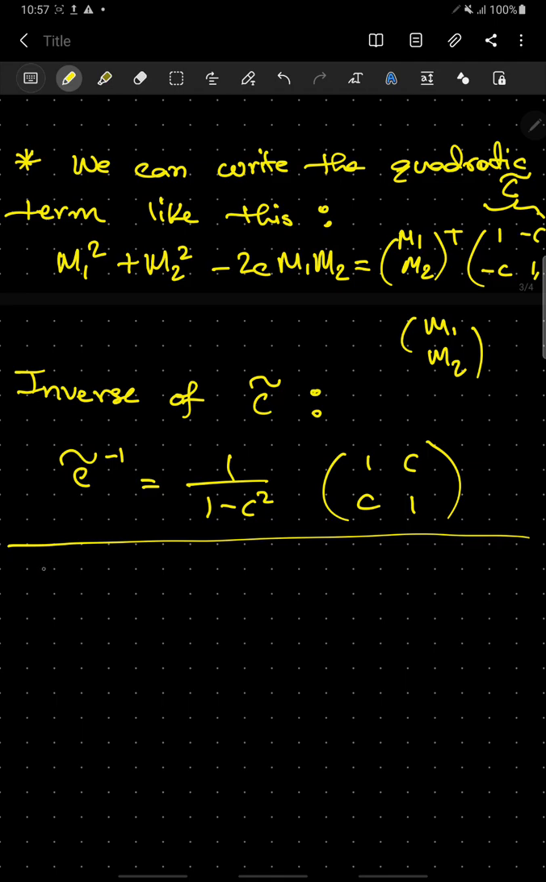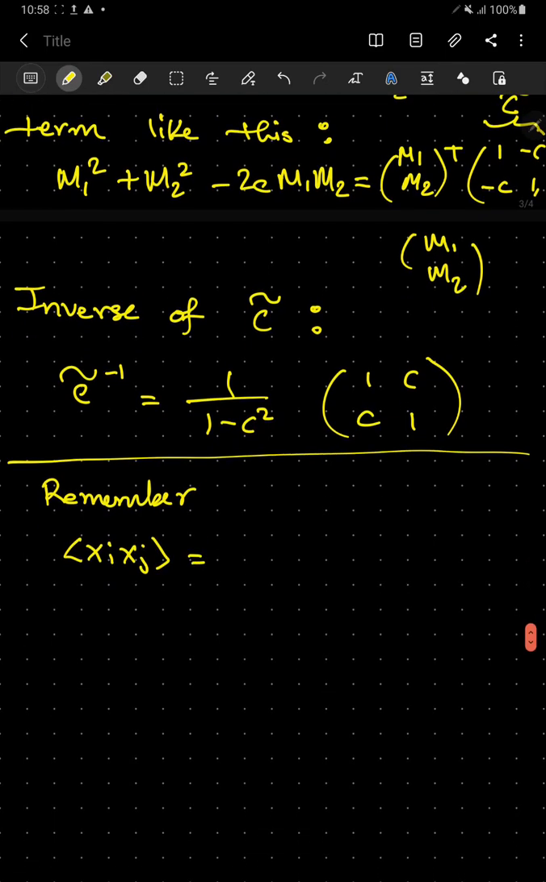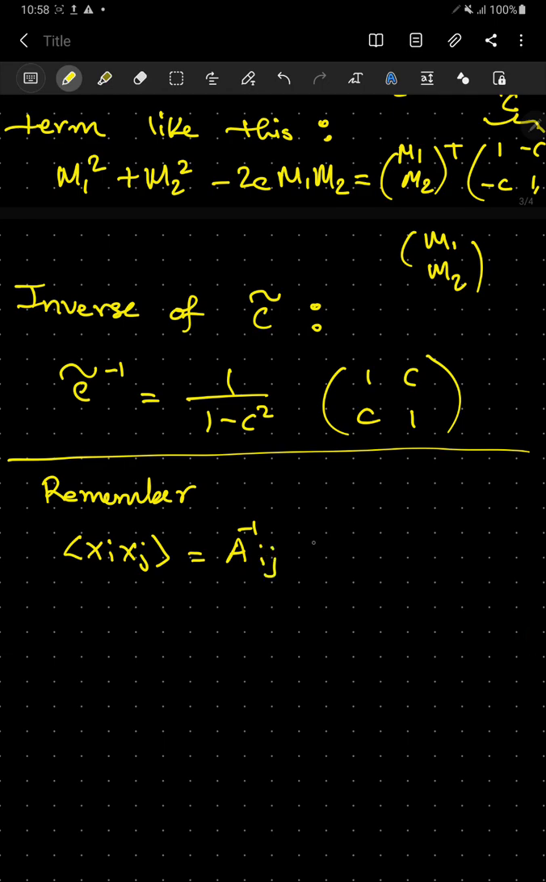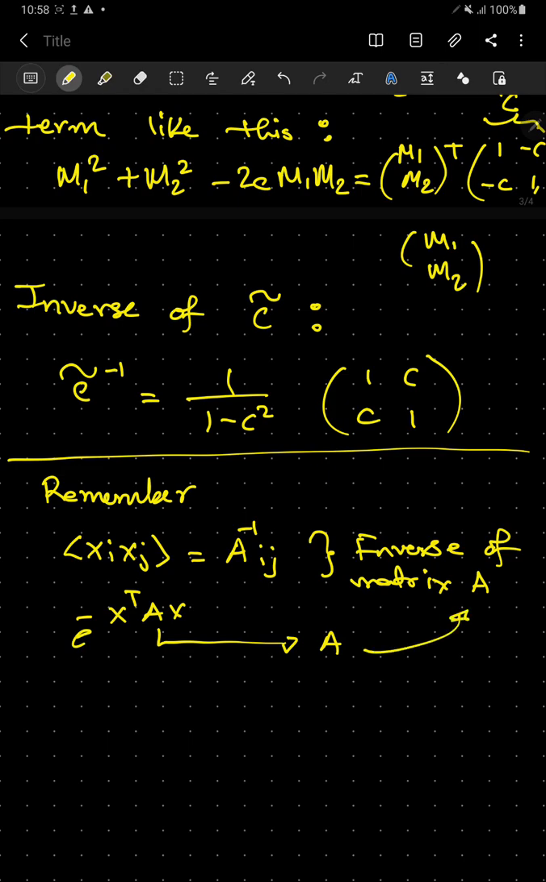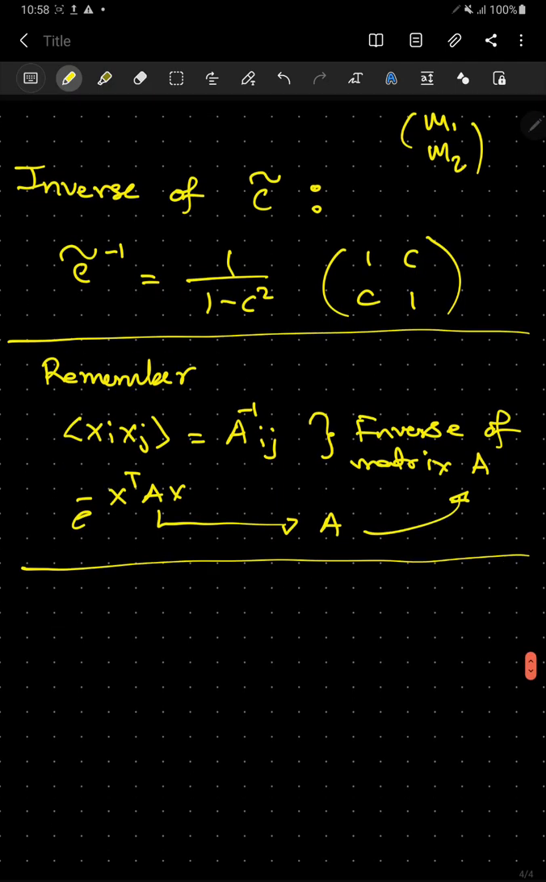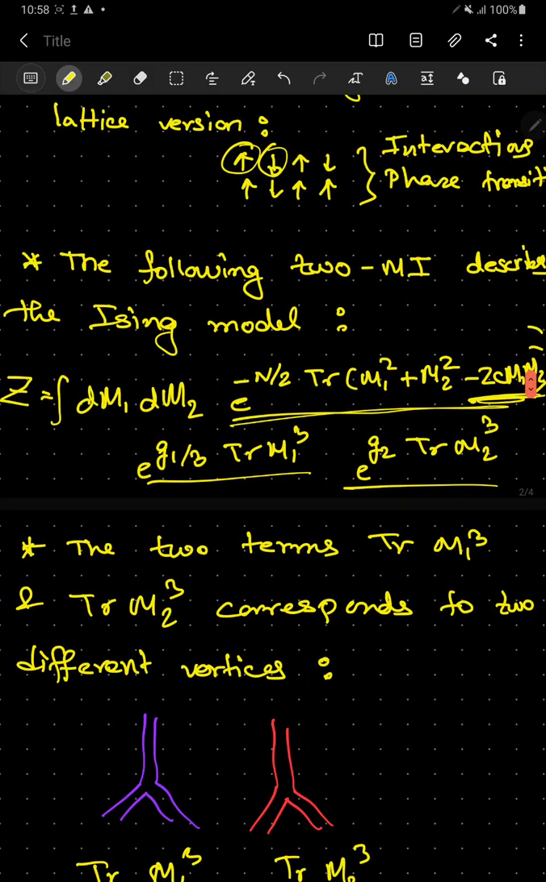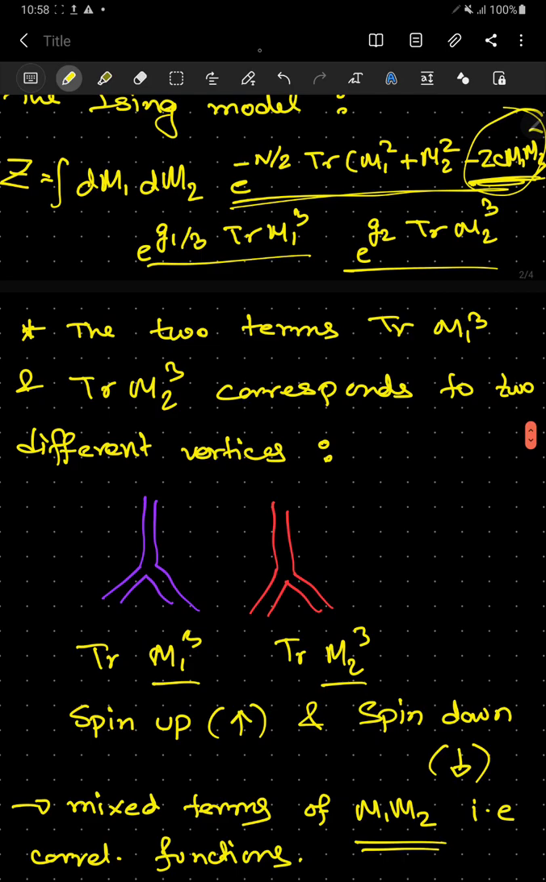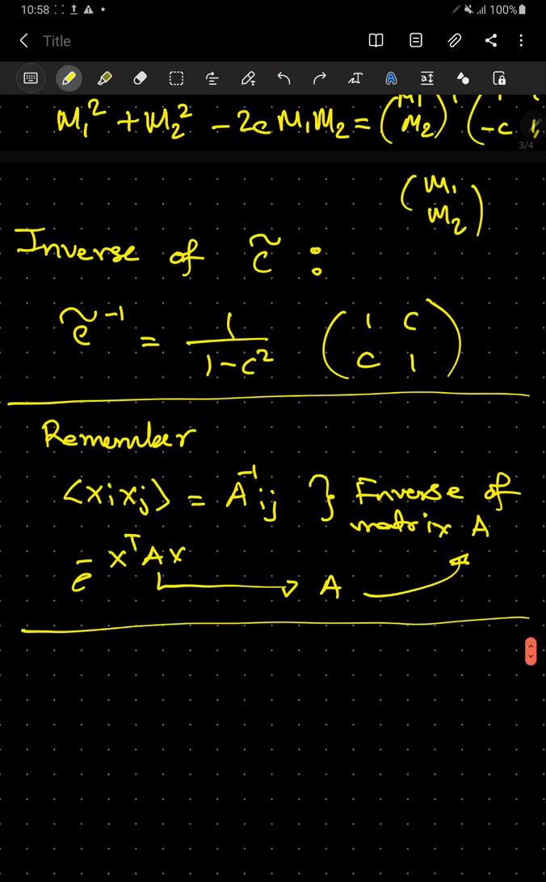And let me remind you something. If you remember how our correlation functions were set up, they looked something like this. That is the inverse of matrix A. This is how the matrix A enters our correlation function. If you remember, we have done a whole analysis. So this is how our C term enters our correlation functions, and that is how the correlation functions of our two matrix integrals will be affected.